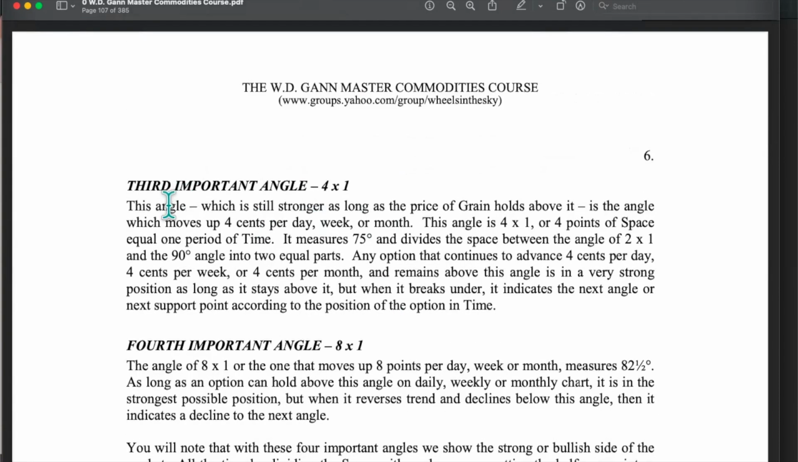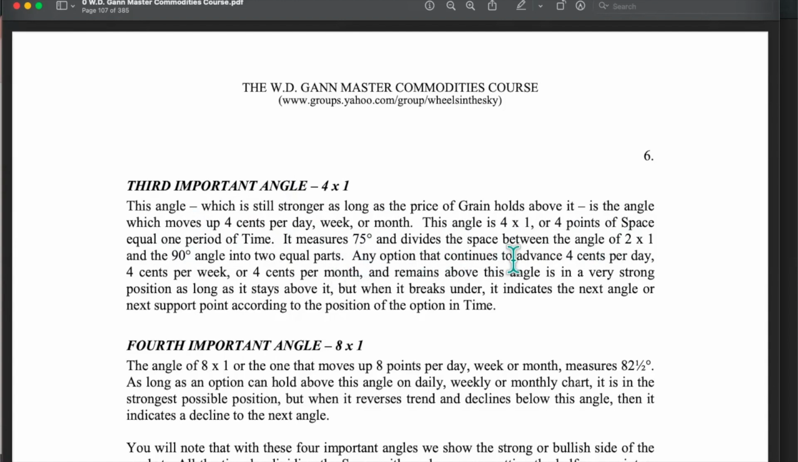Next one is 4 by 1. This angle, which is still stronger as long as the price of grain holds above it, is the angle which moves up 4 cents per day or 4 cents per week or 4 cents per month. This angle is 4 by 1, or 4 points of space equal 1 period of time. It measures 75 degrees and divides the space between the angle of 2 by 1 and the 90-degree angle, which is the vertical line, into two equal parts.